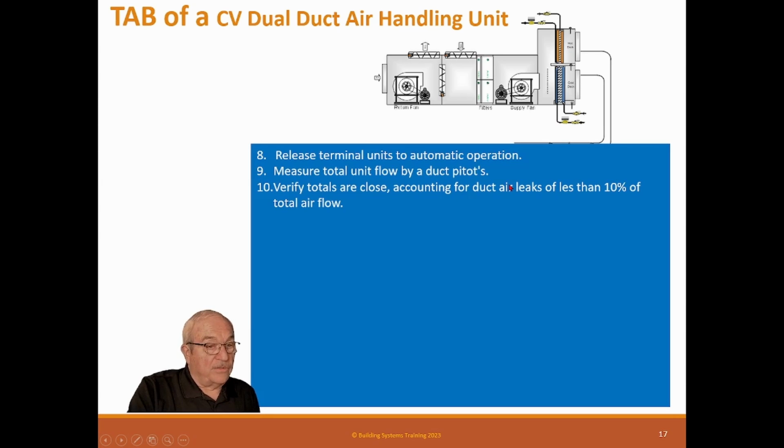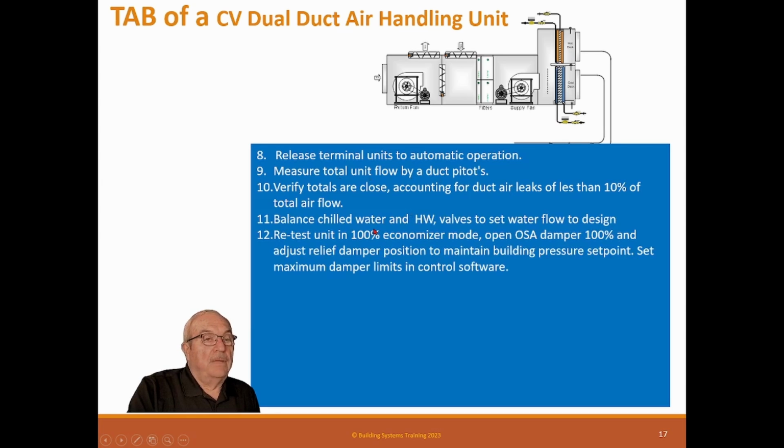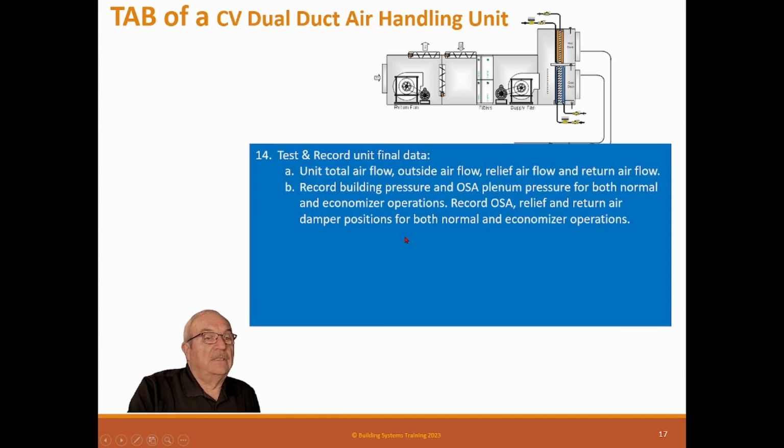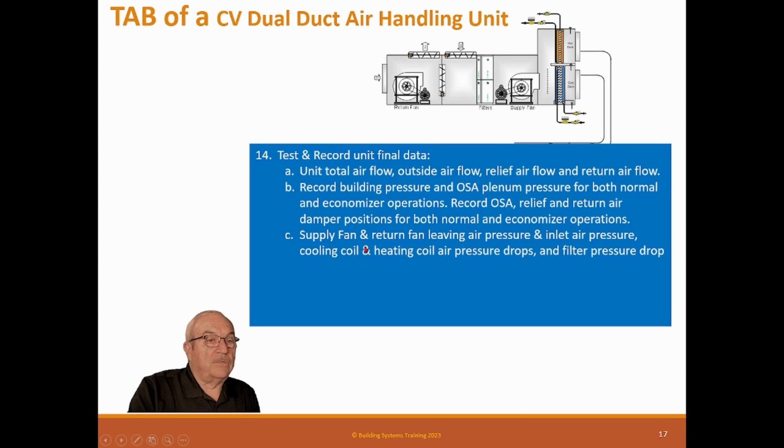Remember, this is a constant volume system, no diversity, so you locked all the dampers open to do the cooling side, and now we're releasing those. Measure the total flow by duct pitots, verify totals are close, again for duct leakage, balance the coils, retest the unit at 100% economizer, record final data, all the unit data. Test and record unit data, which is all the pressures and flows like we do anywhere else.